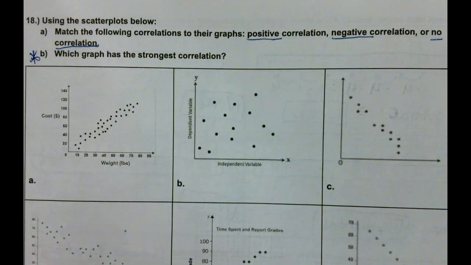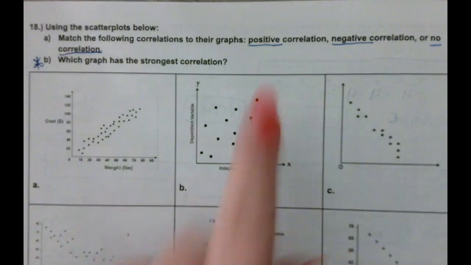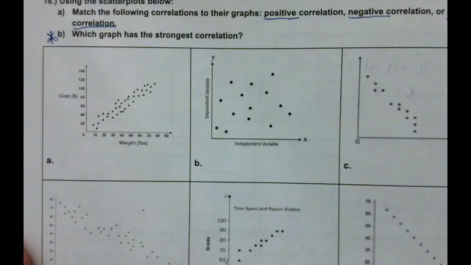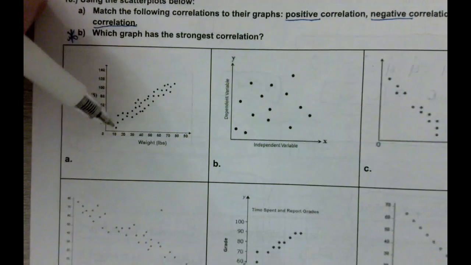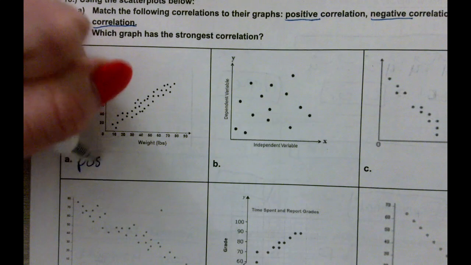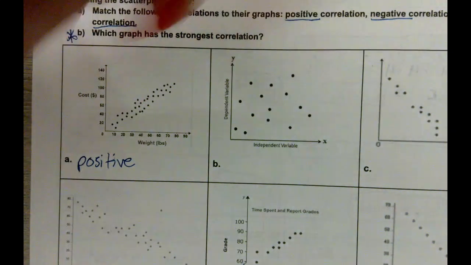So first I'm going to go through and just label what type of correlation we have here. And remember, positive and negative correlation look like positive and negative slope. So those are very easy to tell. And then no correlation is when it just looks like a random pattern, a random array of dots. Okay. A clearly goes up. It's a nice upward trend. This is positive. B, it just looks like a mess. This is no correlation.